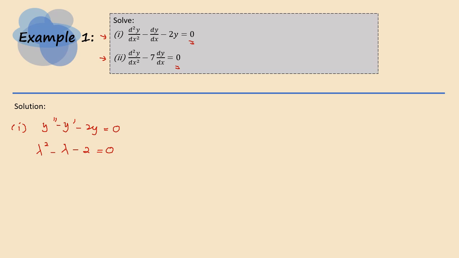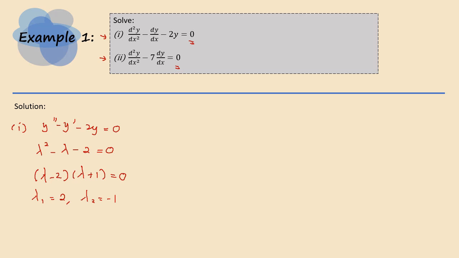So how to solve the quadratic equation? We just need to factorize the equation. So factorizing, we will have (lambda minus 2)(lambda plus 1) is equal to 0. From here, we have lambda 1 is equal to 2, while lambda 2 is equal to minus 1. From here, we have different roots.